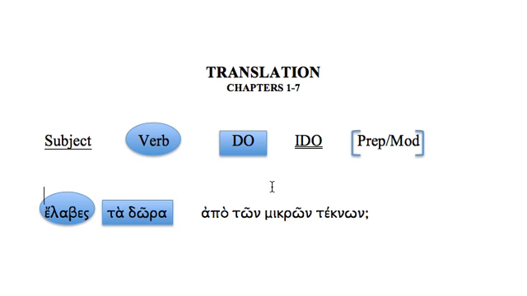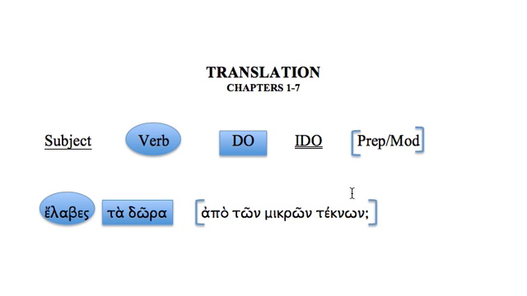The last thing we need to do for this sentence is identify any prepositions, prepositional phrases, or modifiers that might modify or further explain either our subject, our direct object, or our indirect object. And here it seems as if we have one, apo tou mikrou teknou, which is modifying ta dora. So let's go ahead and put a couple of brackets around the entire phrase. There we go.